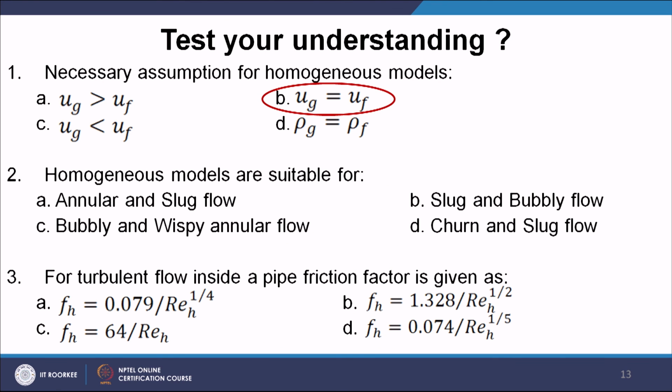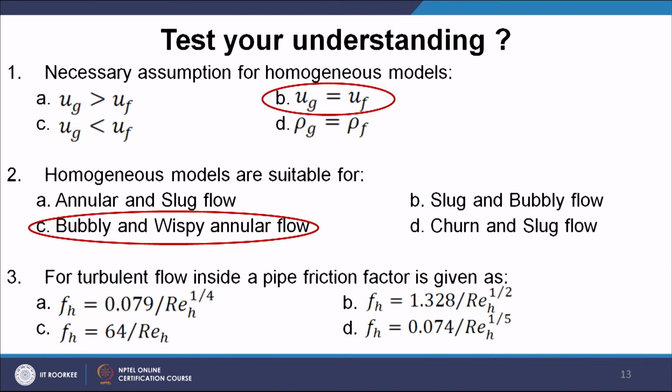Second question: homogeneous models are suitable for annular and slug flow, bubbly and wispy annular flow, slug and bubbly flow, or churn and turbulent flow. So, which one is the answer? The applicability of the homogeneous flow is for bubbly and wispy annular flow.